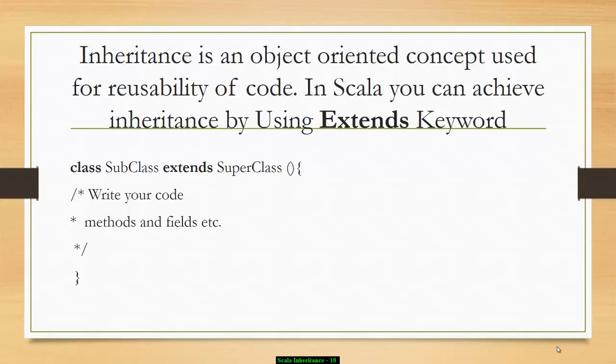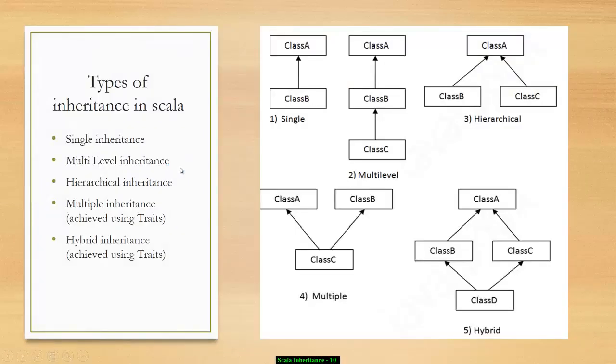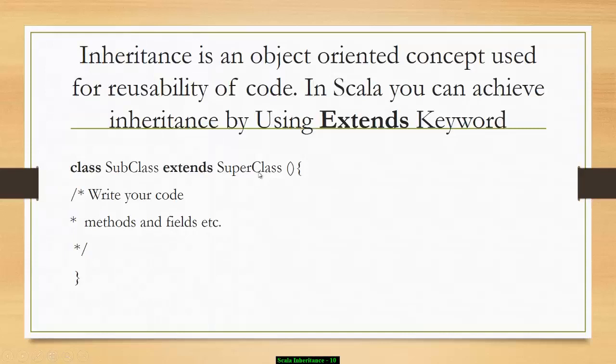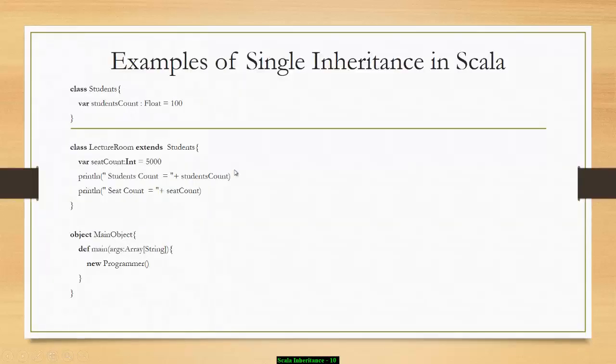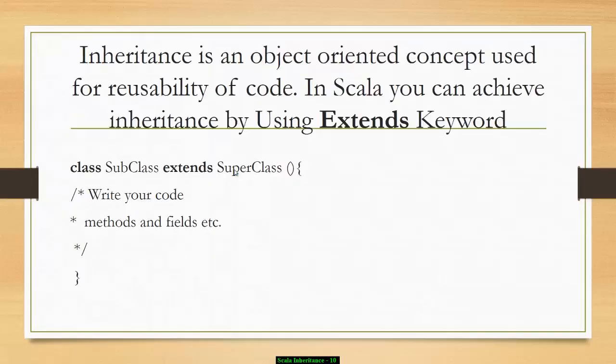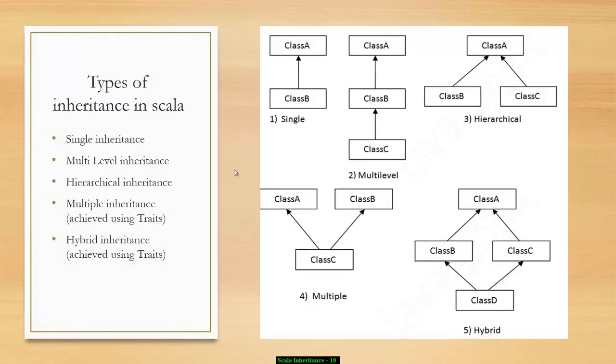Usually in Scala, inheritance is done by using the extends keyword. After the class, the subclass is the one which is going to inherit our superclass. This superclass is the father class whose properties we are going to inherit. Let's see what inheritance types are available in Scala.